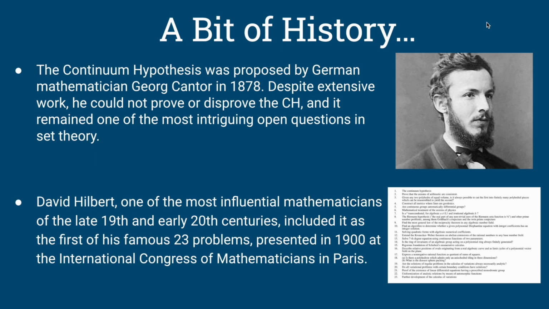So a bit of history to begin with. The continuum hypothesis was proposed by German mathematician Georg Cantor in 1878, and despite his extensive work, he could not prove or disprove it, and it remained one of the most intriguing open questions in set theory. David Hilbert, one of the most influential mathematicians of the late 19th and early 20th centuries, included this problem as the first of his famous 23 problems, presented in the year 1900 at the International Congress of Mathematicians in Paris.